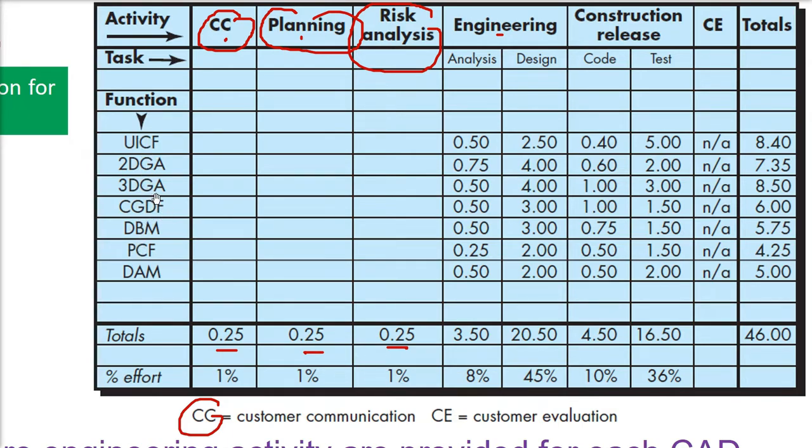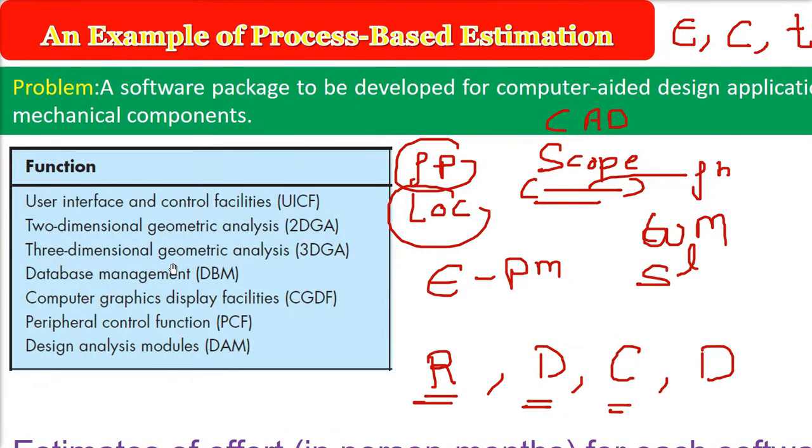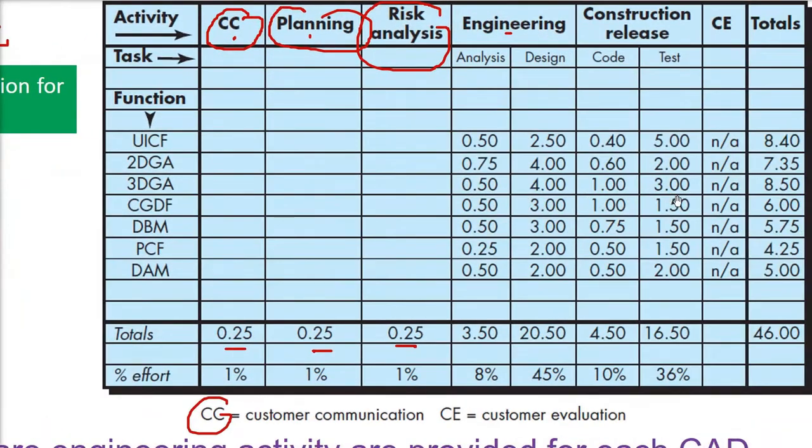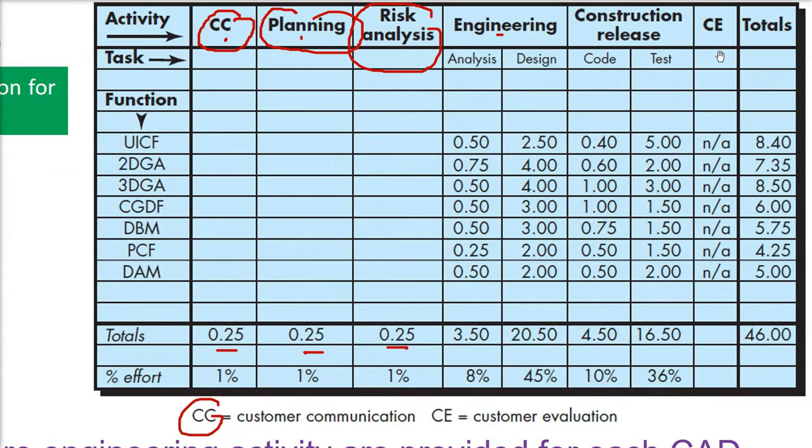For example, in code, the maximum coding will be done in 3D GA and CGDF, that is three-dimensional geometric analysis, and the second one. Most of the time the testing will be done here only, 3D GA, so we put 3 here. Now this row, we are not giving anything to customer evaluation right now. So we are going to add this row, 0.5, 2.5, 0.40 and 5.0, we add them.